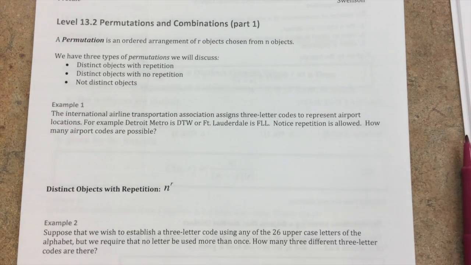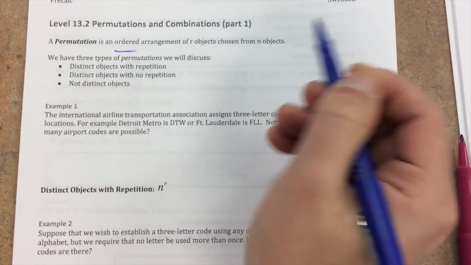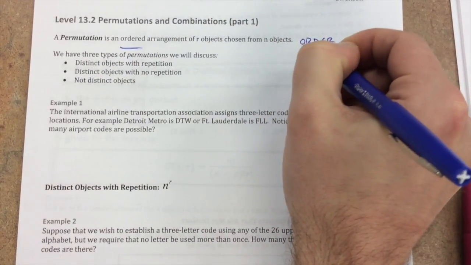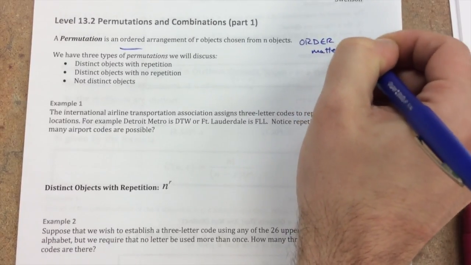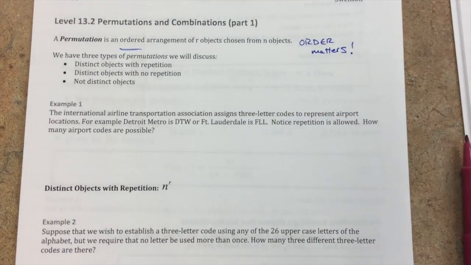So with all that being said, permutations: order of arrangements. It's an order, so order matters. Order matters with permutations. We have three different types of permutations that we're going to talk about. We have distinct objects with repetition, distinct objects with no repetition, and not distinct objects, which means we can't tell them apart.